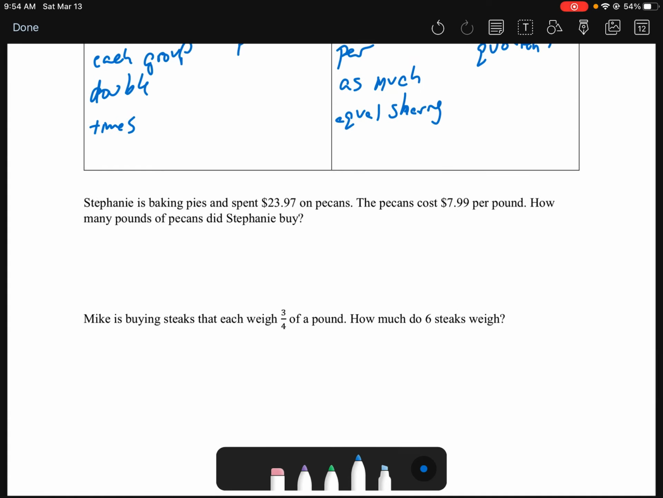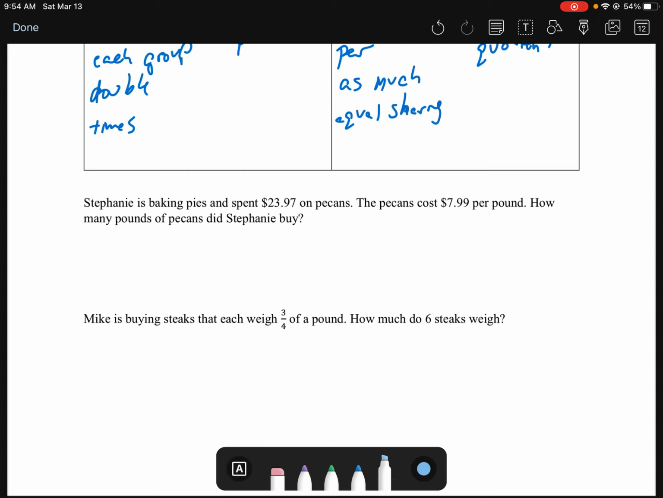So using those words, we're going to go ahead and solve these word problems below. It is important that you are underlining the important information, identifying any key words, and really make sure that you are answering the question. So Stephanie is baking pies and spent $23.97 on pecans. The pecans cost $7.99 per pound. How many pounds did Stephanie buy?